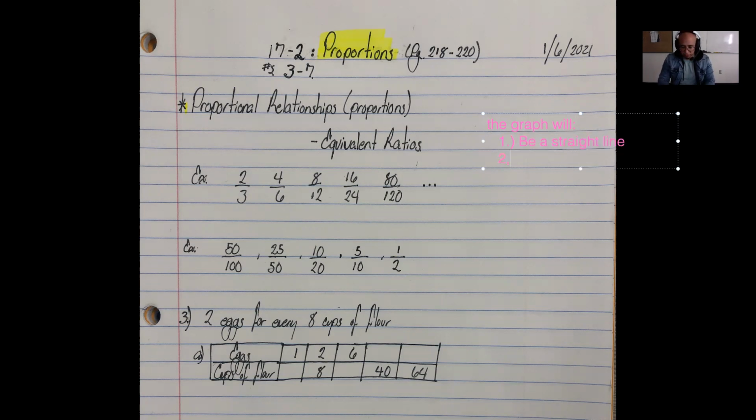And number two, not only will it be a straight line, but it will cross at the origin. If you were to extend the line, it would cross at the origin, which is the point 0, 0, 0x, 0y. Okay, please pause this if you have to, write that down. The graph will always be a straight line, and it will cross at the origin. What do I mean by that, though?